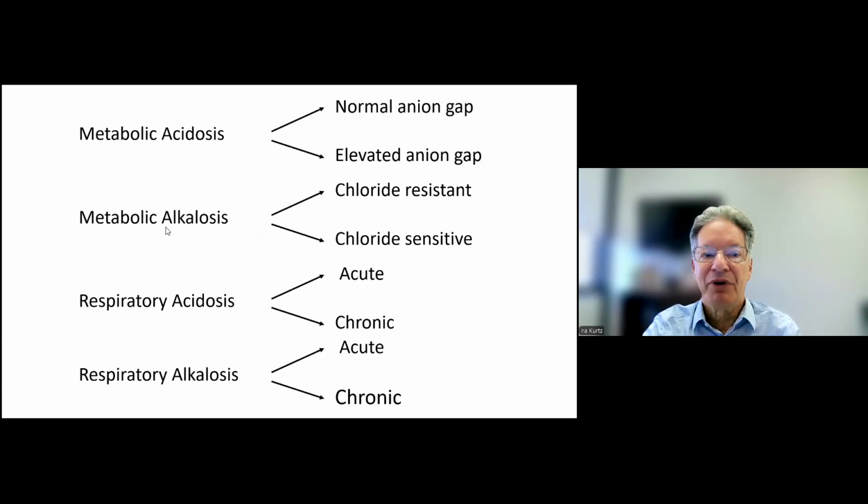And remember, again, that when I talk about these subdivisions, each of them is divided into two. The metabolic acidosis by anion gap, metabolic alkalosis by whether it's chloride sensitive or not, respiratory acidosis by time, acute or chronic, and respiratory alkalosis by time, acute or chronic. We don't use the words primary or secondary. You'll hear that on the wards all the time. There's no need to say that.